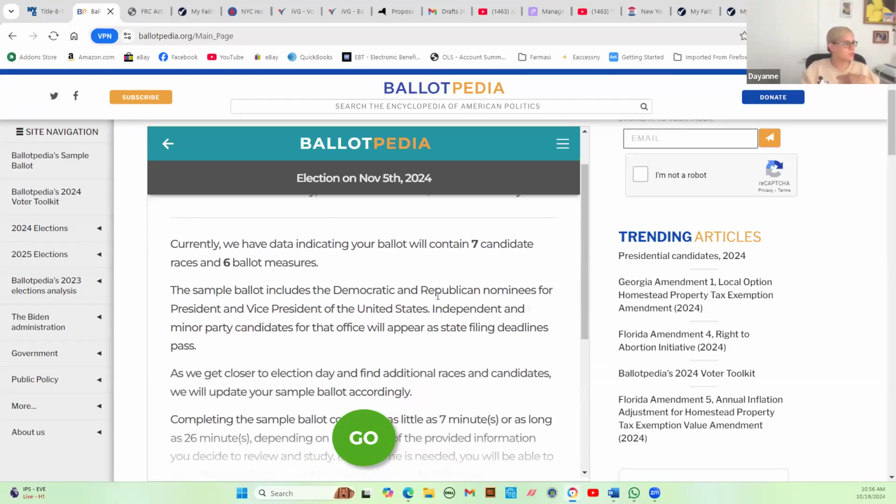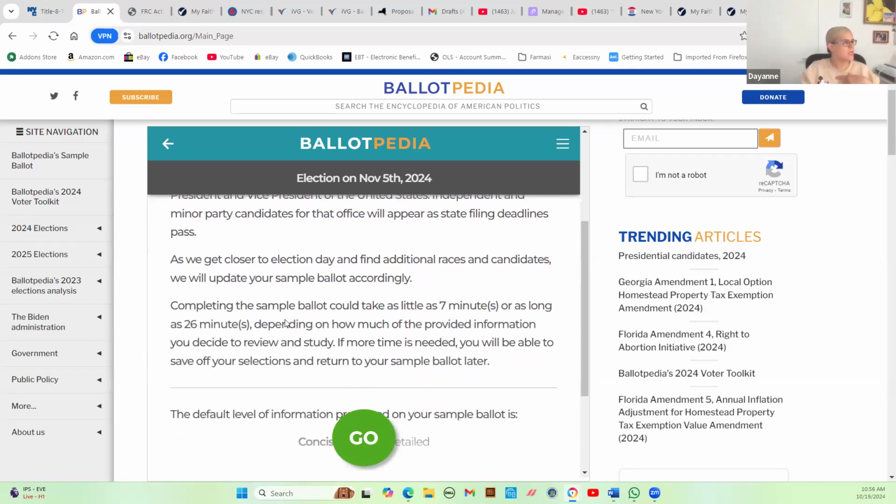So the sample ballot includes Democratic and Republican nominees for president and vice president of the United States. Independent and minor party candidates for the office will appear as state filing deadlines pass. Okay. Completing a sample ballot could take as little as 7 minutes or as long as 26 minutes, depending on how much of the provided information you decide to review and study.